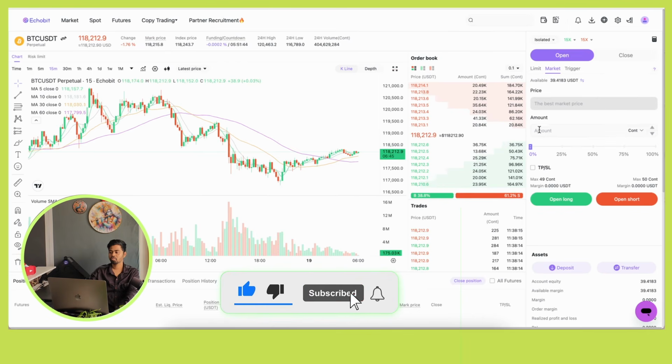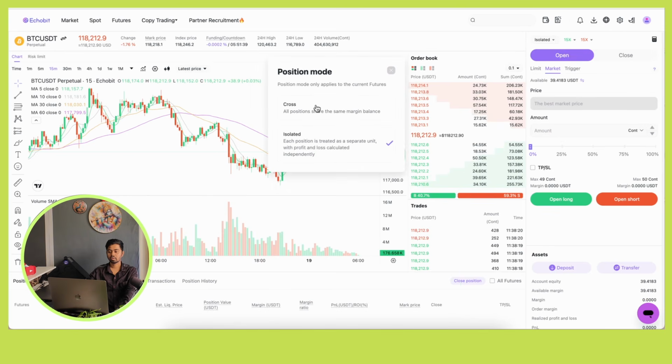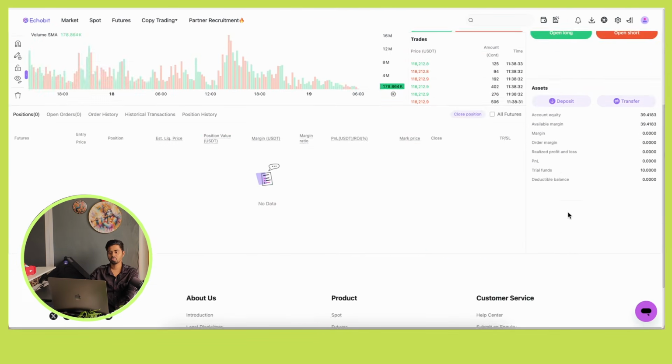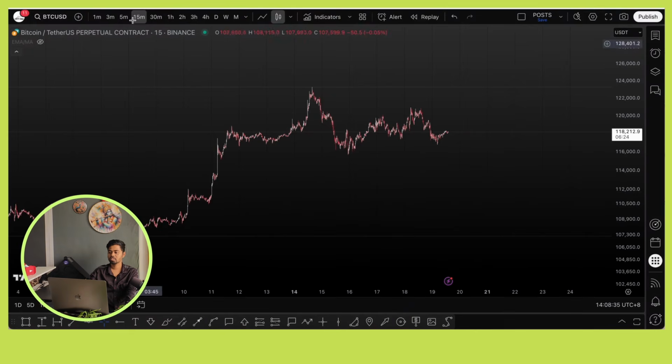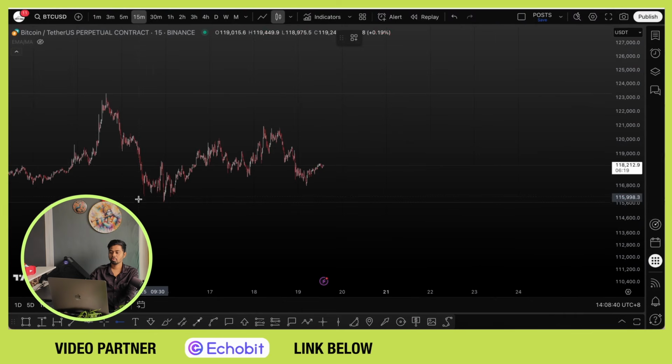Futures tab is there in order to trade futures. Okay, isolated and cross position mode is here. Leverage is up to 200x. More leverage is equal to more risk. Understand the risk factors first and then you are good to go. In this case, I am seeing one trade over here. That's why I would like to open one trade. My stop loss point is this and take profit point is this.